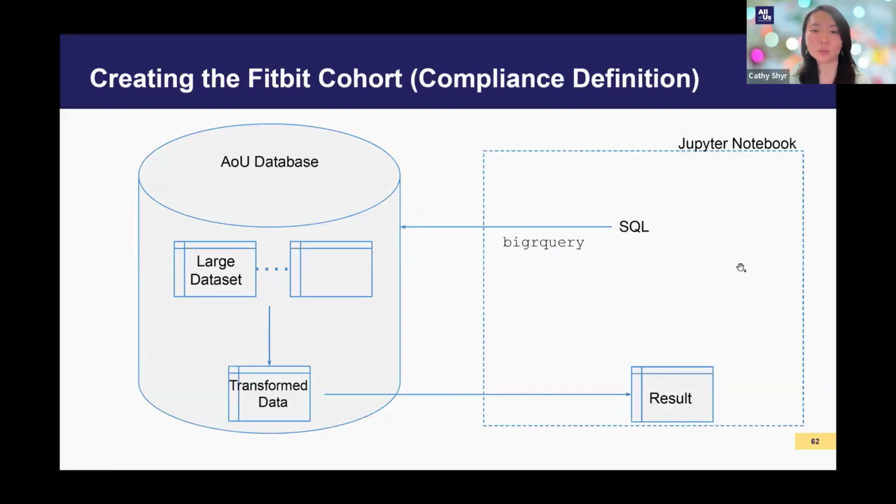So at a very conceptual level, what the authors did is that they started with the very large, original AoU data set, and they applied inclusion-exclusion criteria, which then helped them transform and wrangle the data into a smaller subset, which they can then export into the Jupyter Notebook to conduct their analysis.